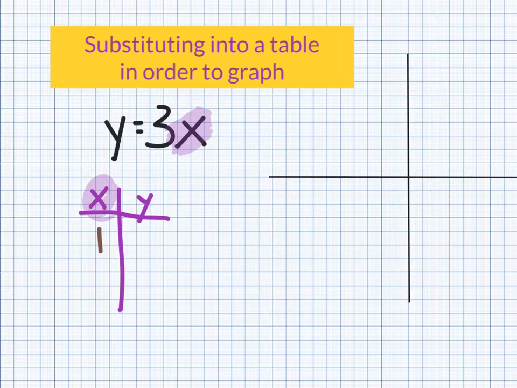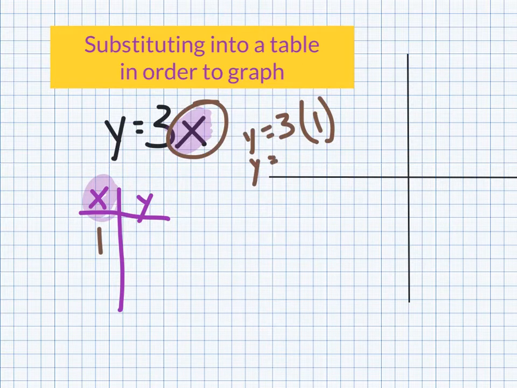My X is going to be 1, which means right here, I'm going to substitute the number 1. And we're going to write that over again. Y equals 3, but instead of X, I chose the number 1. So parentheses 1, close the parentheses. Y equals 3 times 1. Well, what's 3 times 1? 3. That means Y equals 3. I choose X, I end up with Y. When I choose X to be 1, Y ends up being 3.